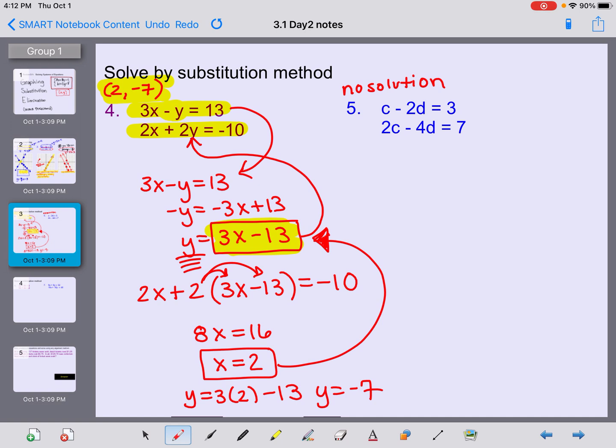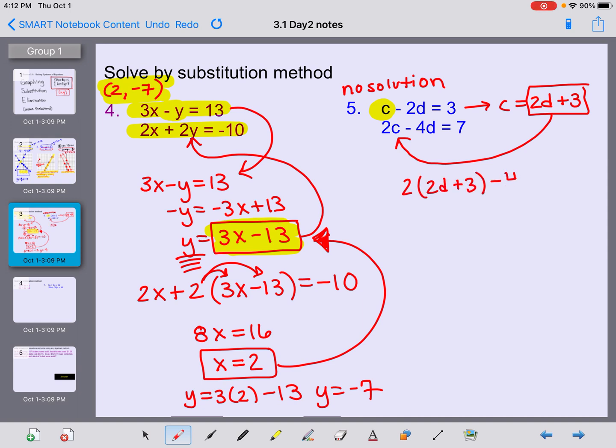Okay, so number 5, I'm going to find the variable with the invisible 1 in front of it, and that's the one I'm going to solve for. So I'm going to add 2d to both sides. This is my expression. Take that expression, put it into the other equation I haven't used yet. Distribute and combine like terms. So what happens when you do that is the 4d and the minus 4d cancel each other out, and the variable vanishes. When the variable vanishes, you're going to be left with an equation with 2 constants.